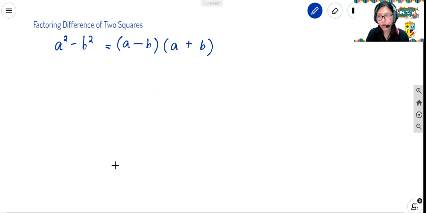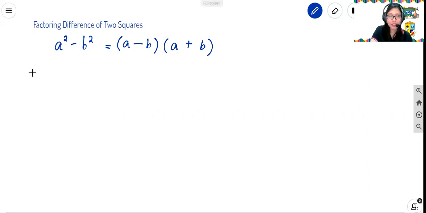Okay? So if you recall in the special products, when we multiply the sum and difference of a binomial, our answer is just the square of the first and the square of the last. This is actually the reverse of it. So again, if you have a squared minus b squared, so both of the terms of the binomial are perfect squares, the factors would be just the square root of the two terms of the given, put inside the parentheses. One is minus and the other one is plus.